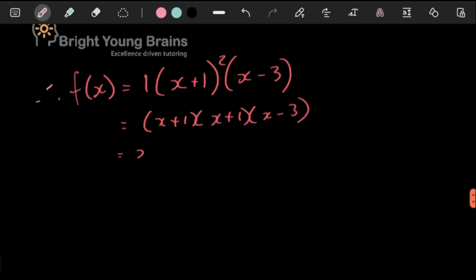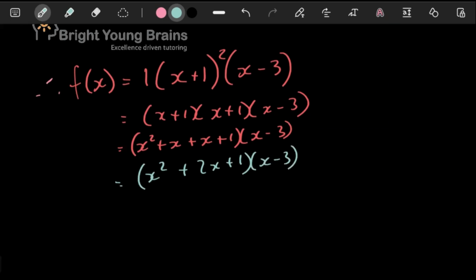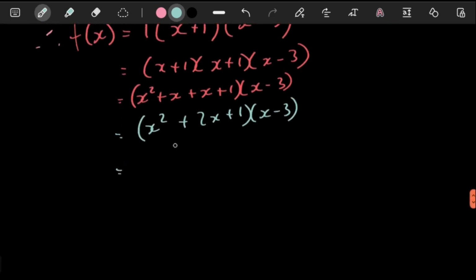This times this gives you x squared. This times this gives you x. This times this gives you x. This times this gives you 1. And then this is like x squared plus 2x plus 1. And then what is next? X times that is going to be x cubed. This times this is -3x squared. This and that, positive 2x squared. This and that, -6x. 1 times that is x. 1 times this is -3.